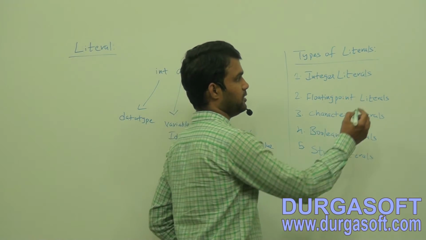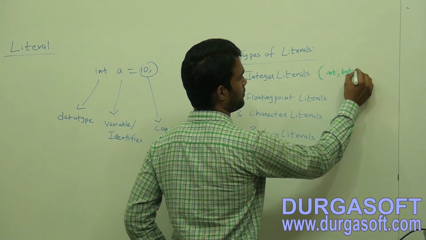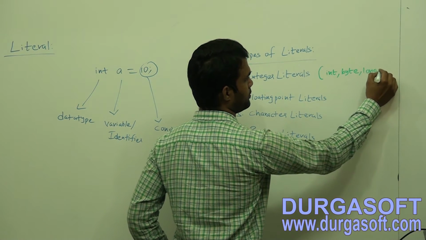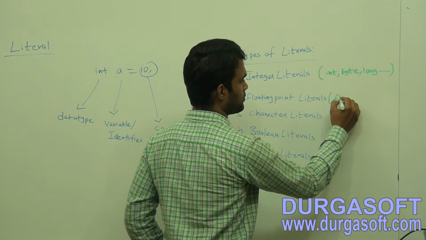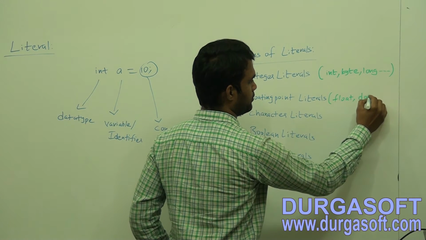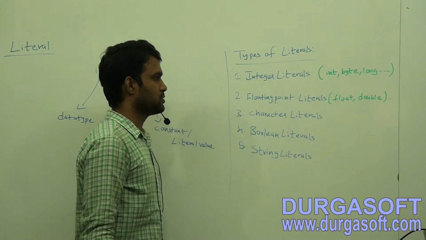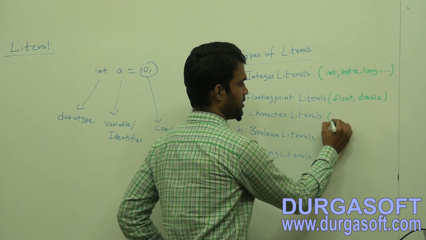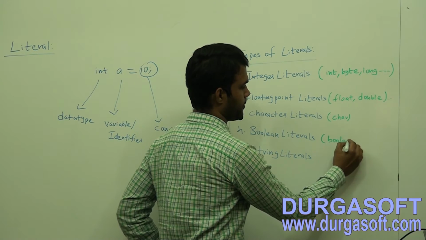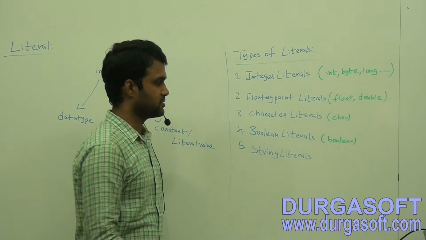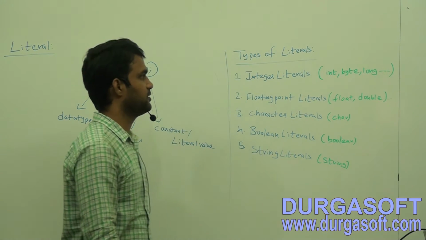Integer literals means int, byte, short and long; these come under integer literals. Floating point literals means float and double. Character literals is the char data type, boolean literals means the boolean data type, and string literals is the String data type. These are the types of literals we have.